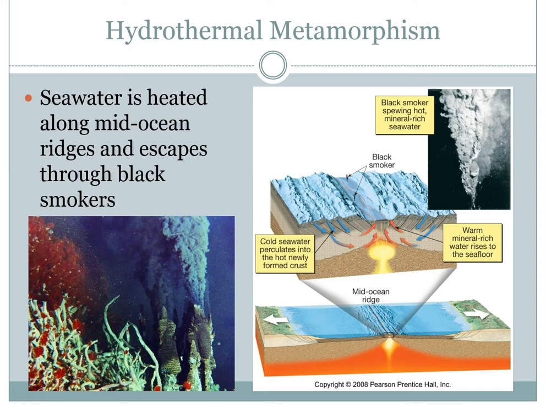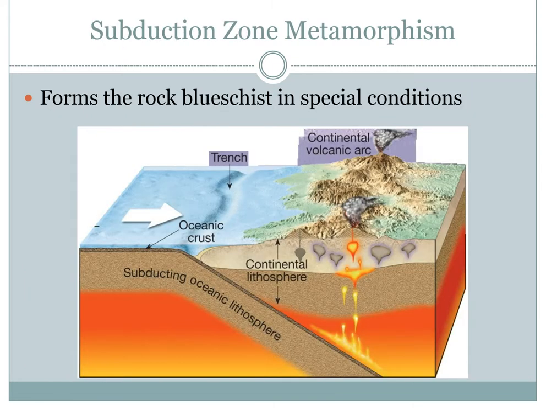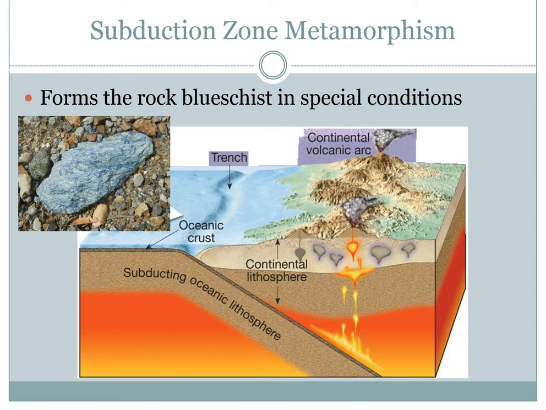So in the case of hydrothermal metamorphism, you have high heat, obviously, and lots of fluids, but very little increase in pressure at all. We have subduction zone metamorphism. In subduction zone metamorphism, we actually could form the rock blueschist. Looks like this. It's a schist that's actually blue. It has a type of blue amphibole, often called glaucophane, which is a really cool kind of dusty blue color.